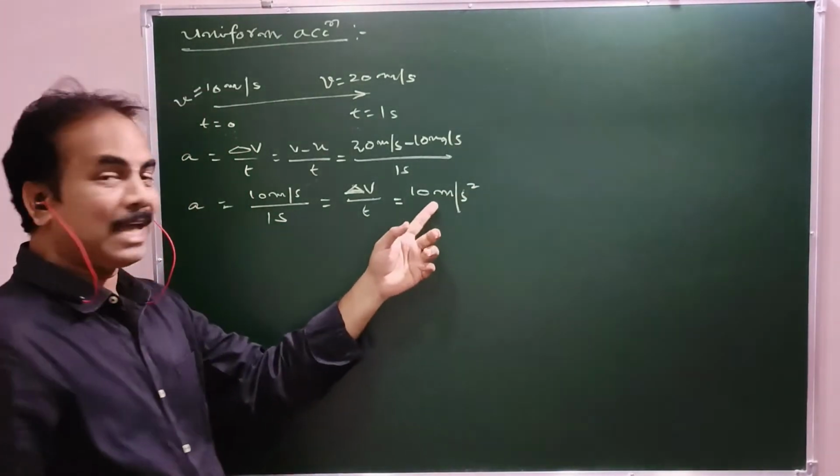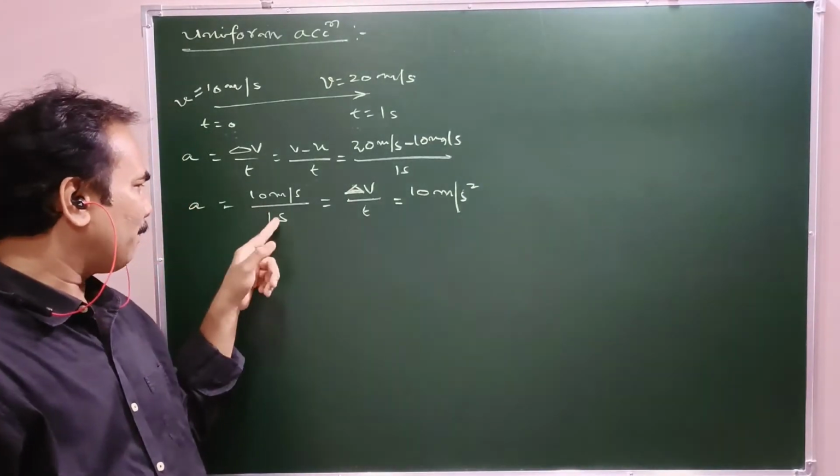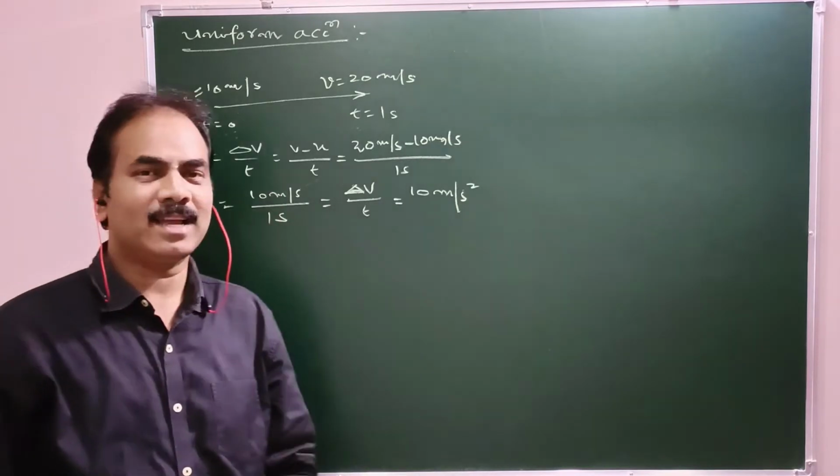In the sense, acceleration is 10 meter per second square. In the sense, the change in velocity per each second is 10 meter per second. That is 10 meter per second by second. That is 10 meter per second square.